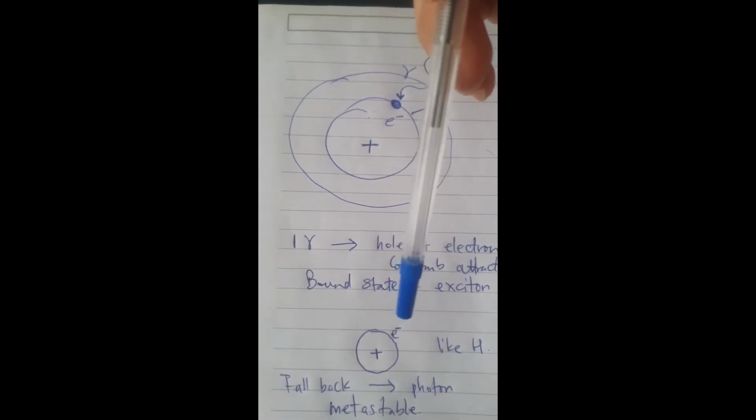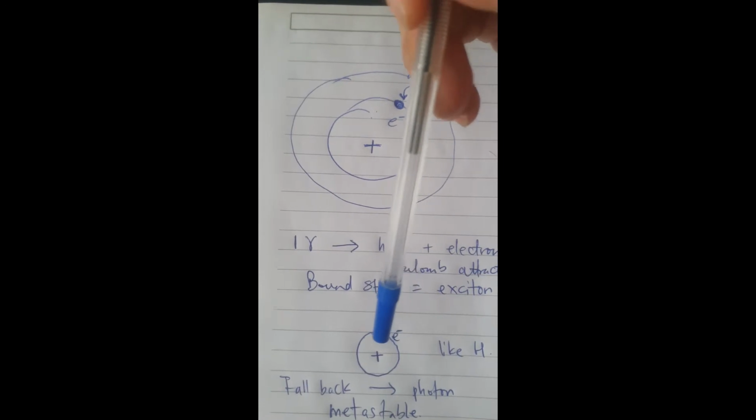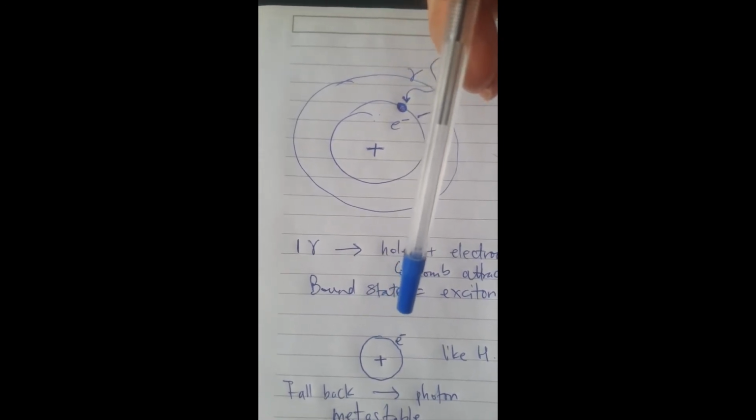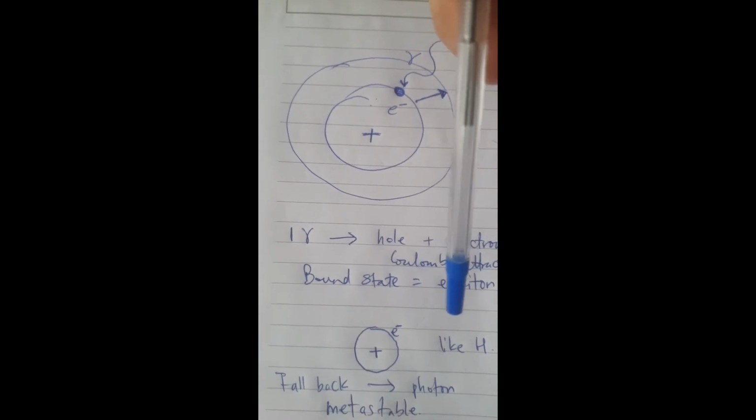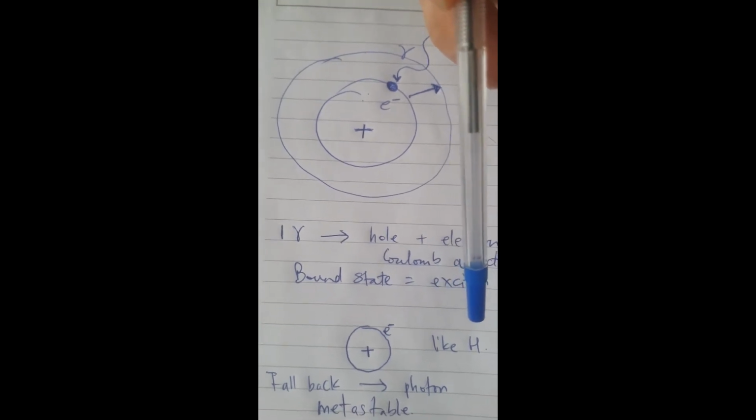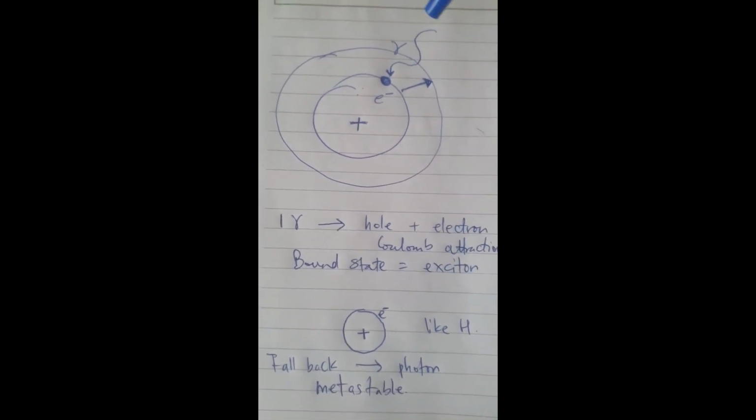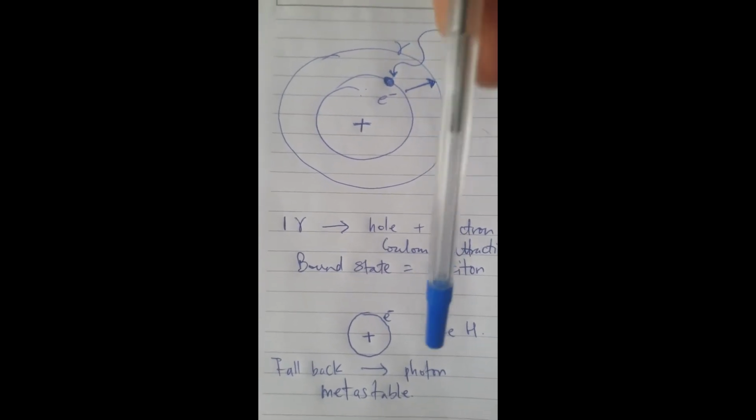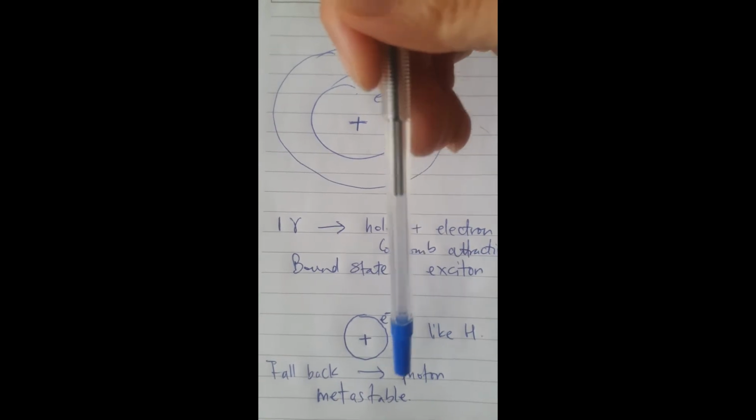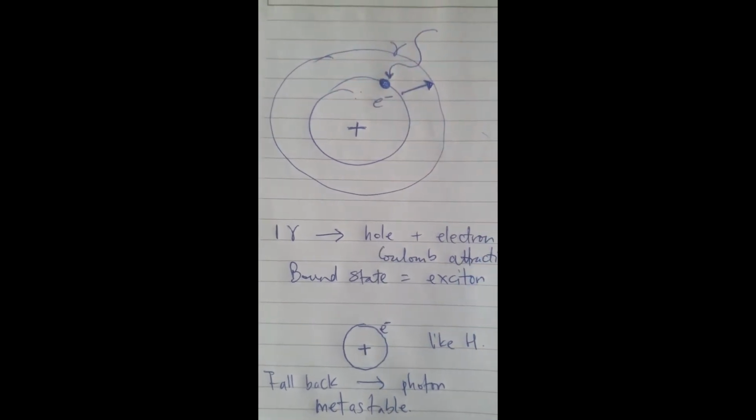It is similar to a hydrogen atom where the proton is the nucleus and the electron is orbiting it, and you end up with a bound hydrogen atom. And the electron can fall back into one of the holes, and when it does fall back, it will release a photon, and we call that a metastable state.